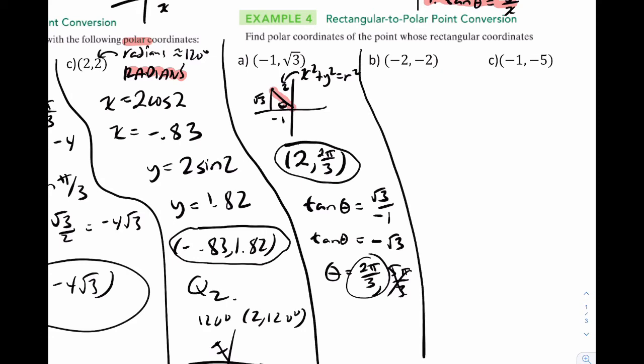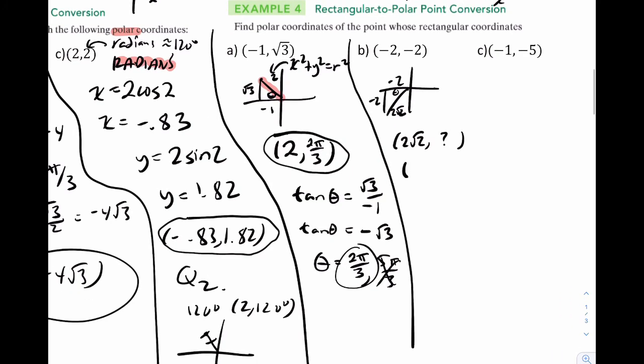Okay, for B, same thing. Let's draw it out. So here's -2, -2. That's quadrant 3. Here's our angle theta. Pythagorean theorem, that's 2 root 2. So far we have 2 root 2 comma something. We're going to do tan theta equals -2 over -2. So tan theta is equal to 1.